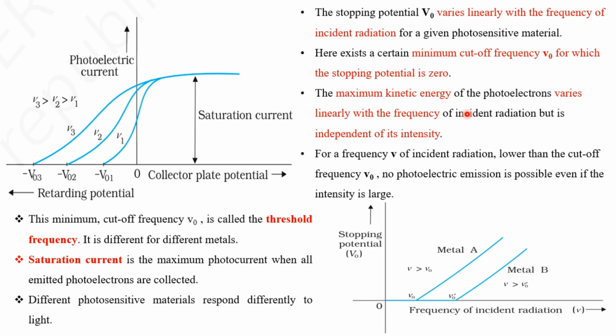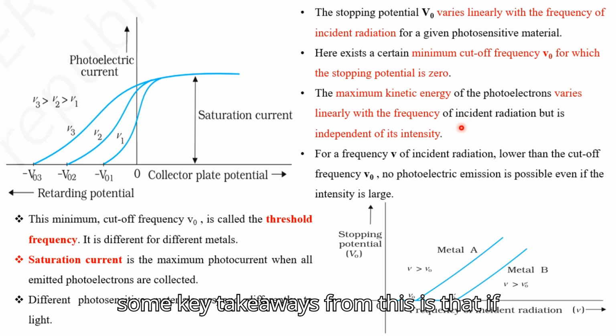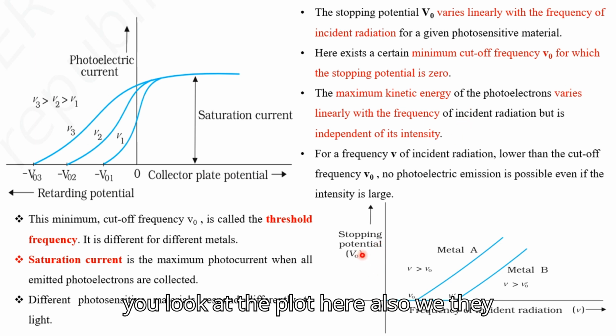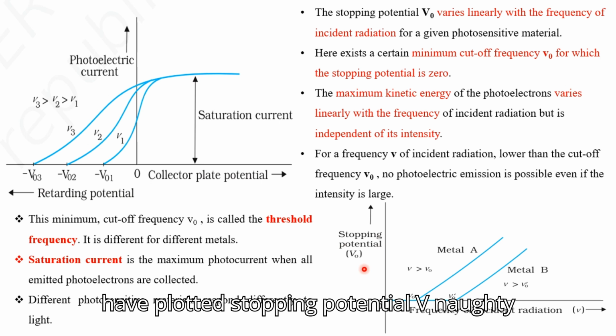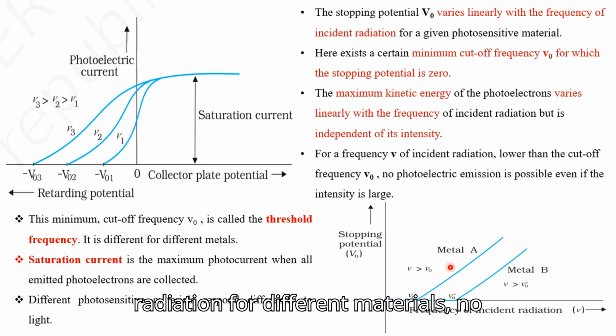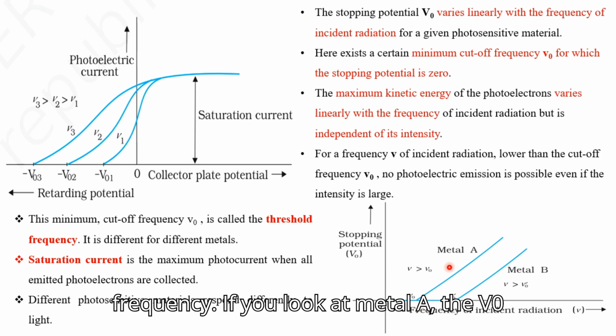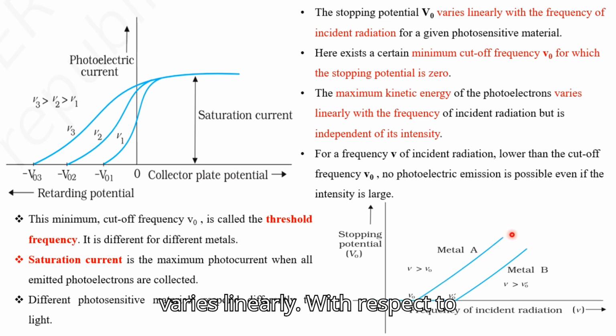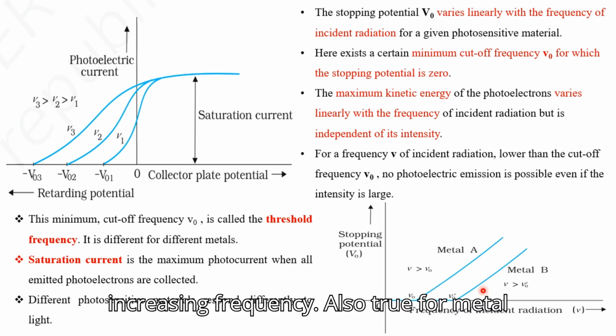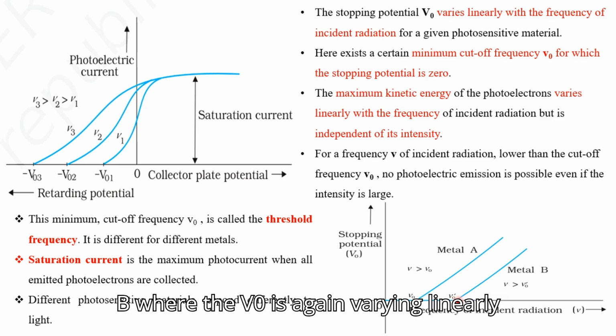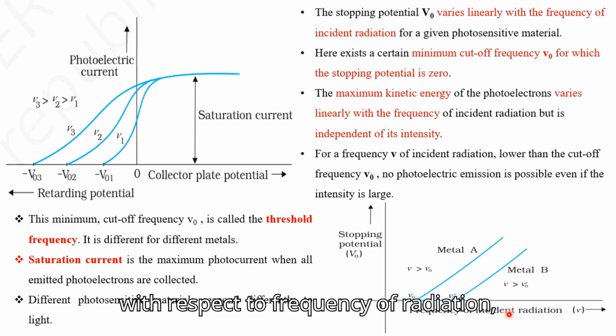So some key takeaways: if you look at the plot here, they have plotted stopping potential V0 against the frequency of incident radiation for different materials, metal A and metal B. So V0 varies linearly with the frequency. If you look at metal A, the V0 varies linearly with respect to increasing frequency. This is also true for metal B, where the V0 is again varying linearly with respect to the frequency of radiation, right?